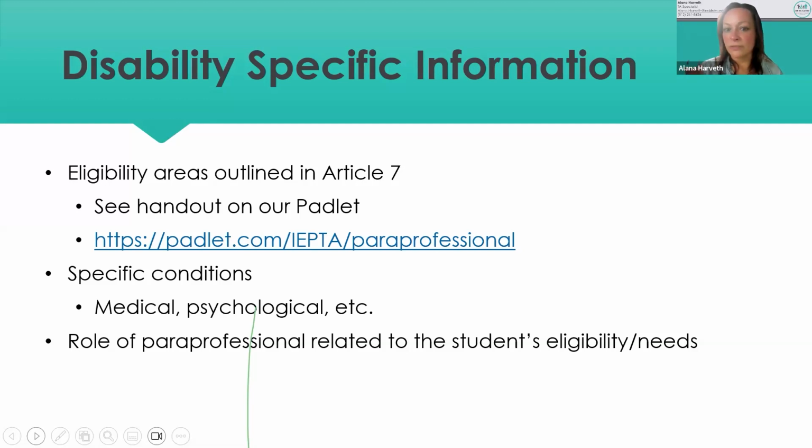So if you're curious about the different categories, it's a good resource that the IEP Resource Center made. It's a quick reference sheet, and it'll say OHI, other health impairment. If you're not really familiar with that, you can see which one it is. It talks about specific conditions, medical, and all of those different things, and the role of the paraprofessional related to the student's eligibility needs. It talks about what a student with autism, for example, might be like, what are some characteristics, and how they are eligible for it.